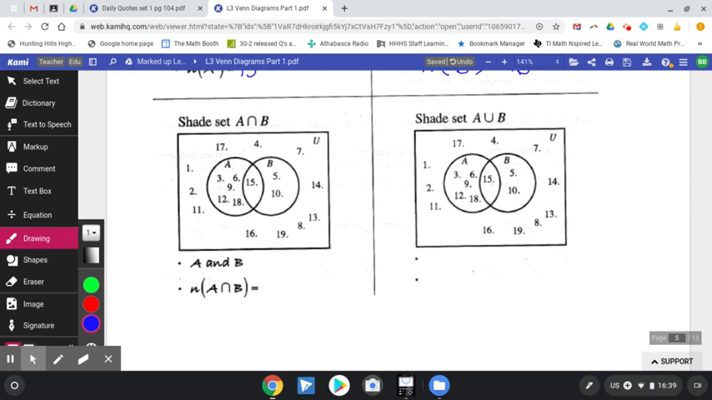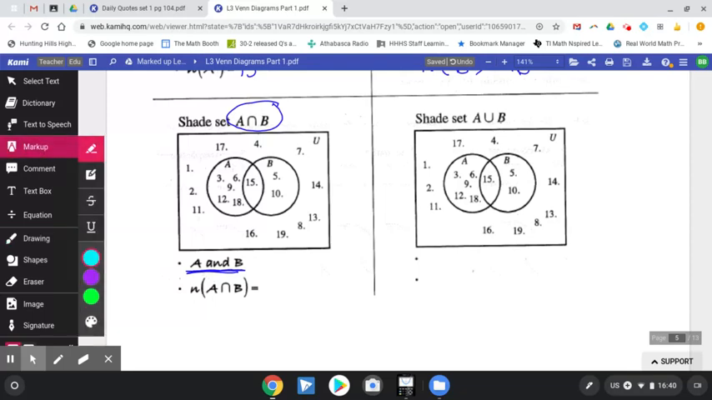Okay, this time we are shading the set A intersect B. You might want to think about this with words. Where do you put the elements that belong to A and B? They would go right here. This overlap section belongs to both circles. And so when we say how many elements, 15 is the only element in there. So there is one element there.